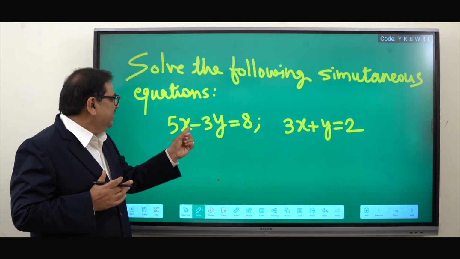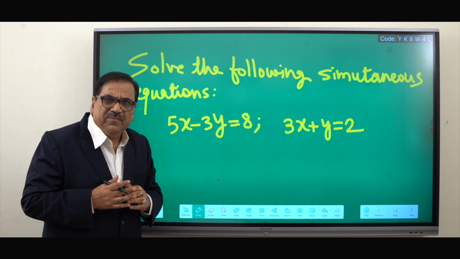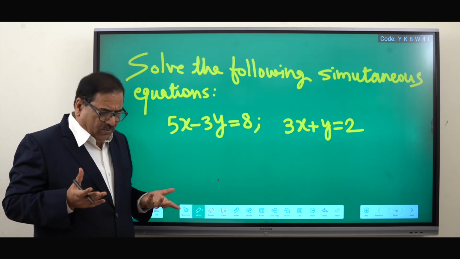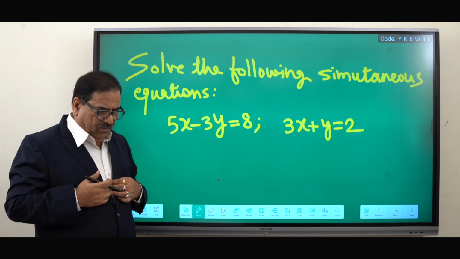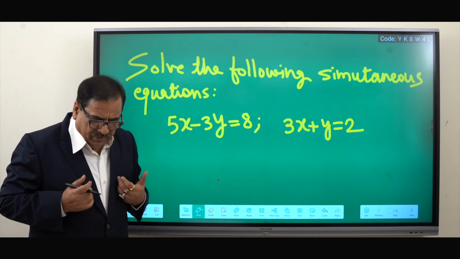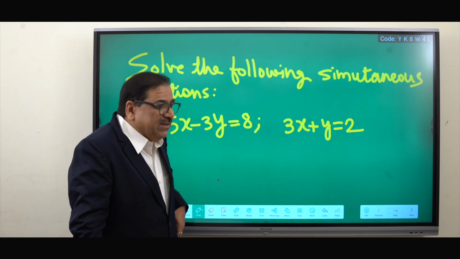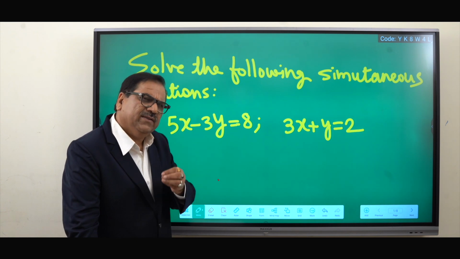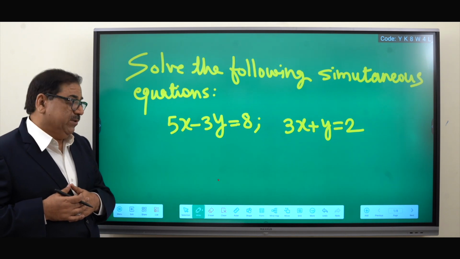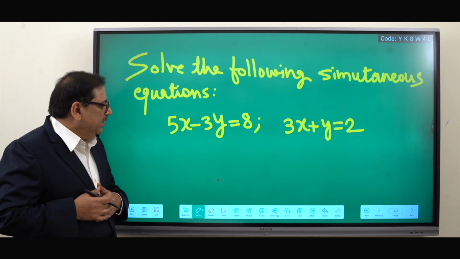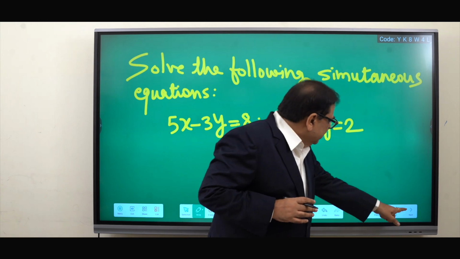Two unknowns, x and y, in the first equation, and the same two unknowns, x and y, in the second equation. The first unknown is called x. So 5 into the first unknown minus 3 into the second unknown is equal to 8 is the first equation. 3 into the first unknown plus y, that is the second unknown, is equal to 2. This is the equation, and we will solve it by elimination of one variable.